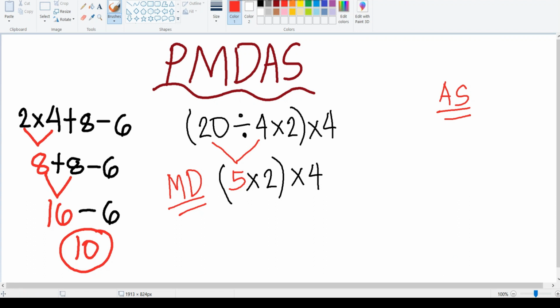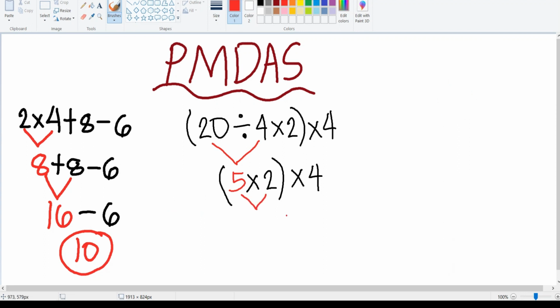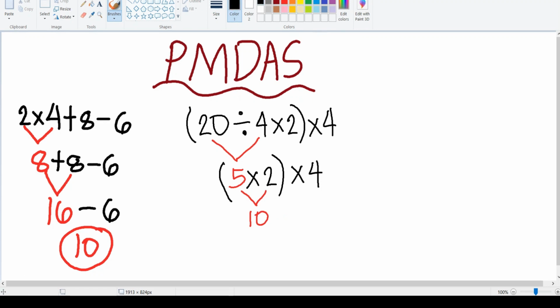So let's proceed. So we still have the parentheses. Therefore, we will solve first the value inside the parentheses. So we have 5 times 2 and that is 10. No need to copy the parentheses. If we already simplify the expression inside the parentheses, all we just have to copy is the number that remains outside the parentheses. So we remain with times 4. And our last step is to simplify our answer. So 10 times 4, that will be 40. So that will be our final answer.